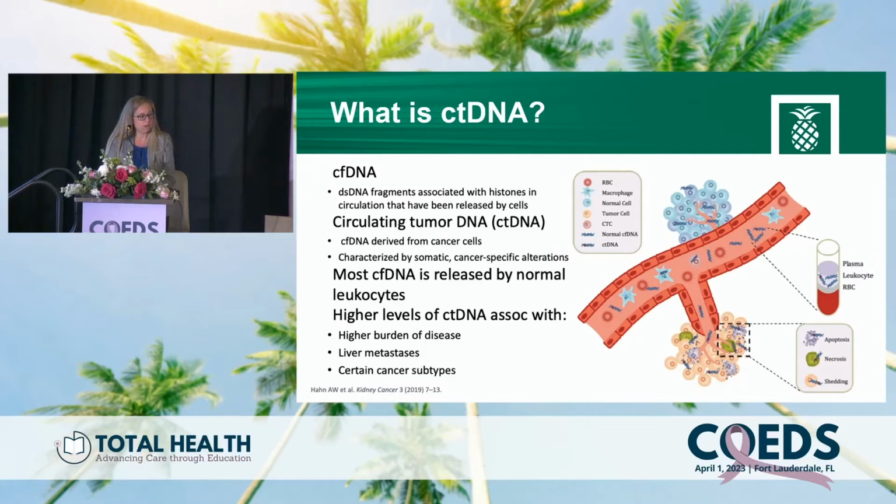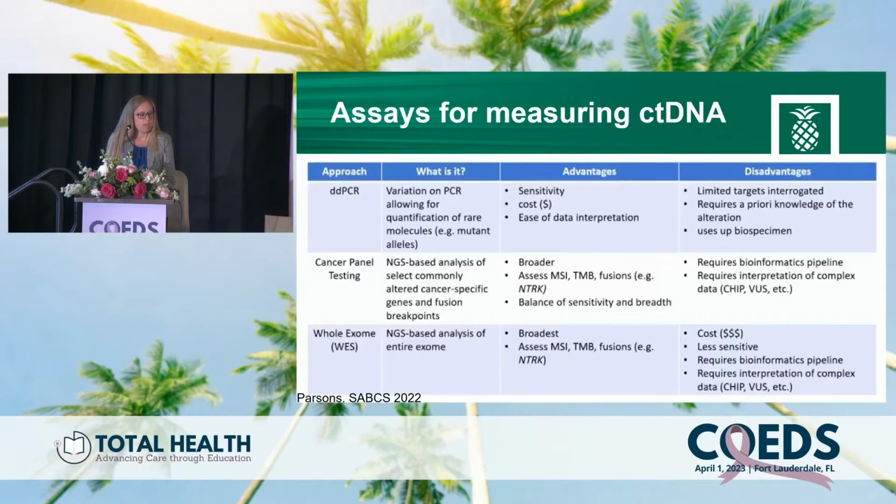We tend to see higher levels of circulating tumor DNA when there is higher burden of disease, when there is liver metastasis, and in certain cancer subtypes. For instance, it's more likely that we would see circulating tumor DNA in a triple negative or in aggressive HER2 positive, and less so in your more indolent ER positive HER2 negative breast cancer. It's important to talk about the assays for ctDNA because you'll use a different assay depending on which question you're asking. So there are a few different approaches.